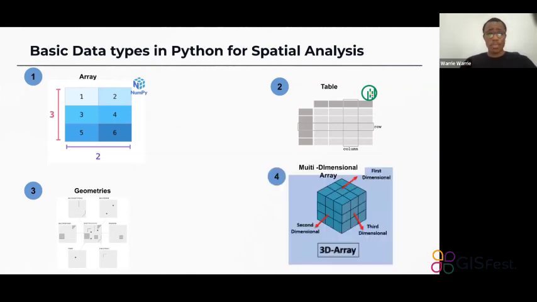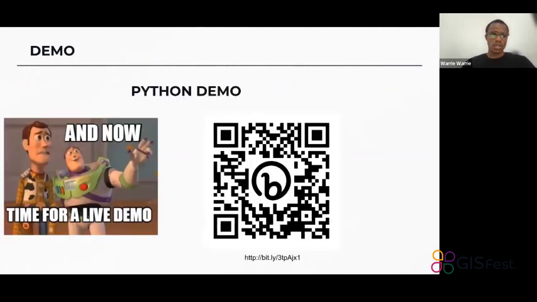Then we also have the multidimensional array. It's an improvement on the table. An array can be of different dimensions, 2D, 3D and so on, but a table can only be 2D, just rows and columns. Multidimensional data is very important. One use case is in images. Satellite images really depend on multidimensional arrays. We'll see more of this when we go to our demo section.